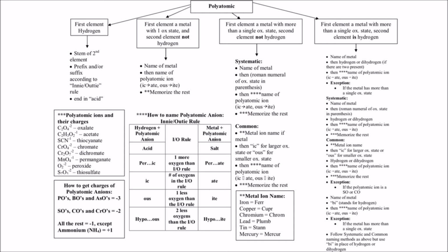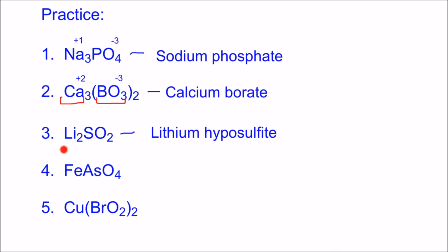Memorize the rest, we're almost there. The common name, we say the metal ion name. The 2 asterisks direct us to this box, so again, here's our list of elements, and there's the stem of their Latin names. Ic for the larger oxidation state, us for the smaller, and then we say the name of the polyatomic ion that we get from our any-outy rule. Alright, so let's try these last 2 questions here.